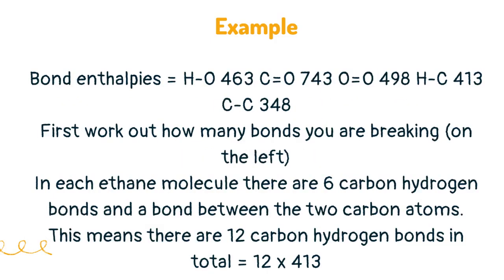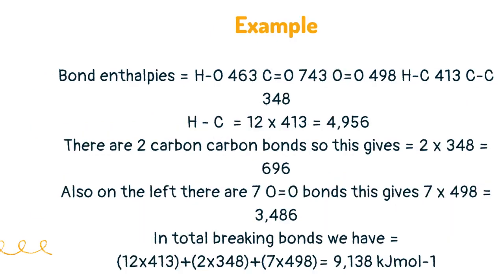First, work out how many bonds you are breaking in each ethane molecule. There are 6 carbon-hydrogen bonds and a bond between the 2 carbon atoms. This means there are 12 carbon-hydrogen bonds in total. There is 1 carbon-carbon bond in each ethane, and as there are 2 ethane molecules, there are 2 carbon-carbon bonds in total. There are also 7 oxygen-oxygen double bonds that need to be broken.